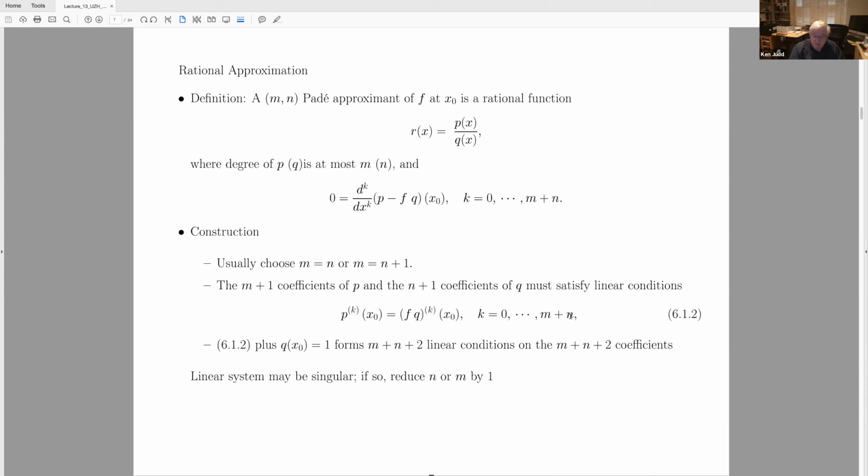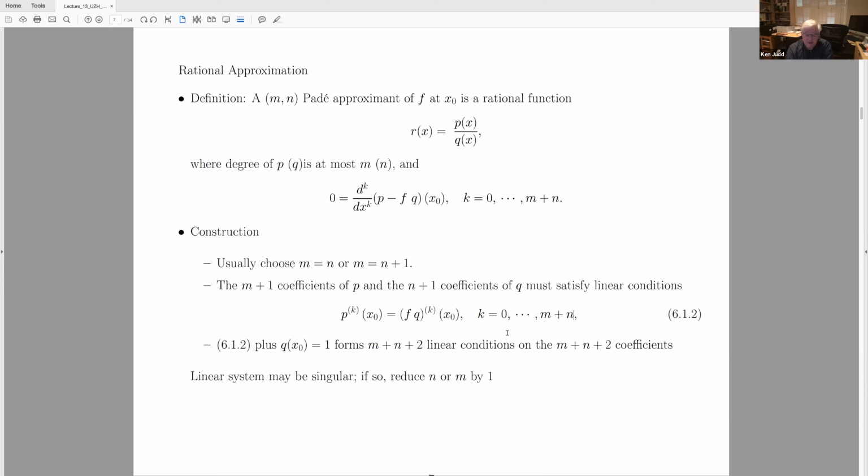So there's m plus n plus 1 conditions here. Now you might say I'm missing one, but by normalization, you can just say that the summation of the coefficients for q has to equal 1 or some normalizing thing. Because remember, if you have two polynomials p and q and you double all of the coefficients, you're not going to change the rational function. So you have a normalization condition that you typically use.